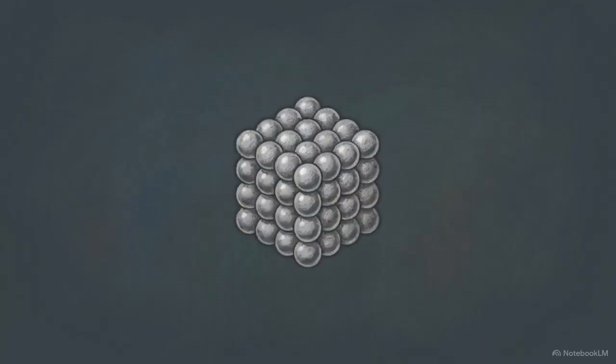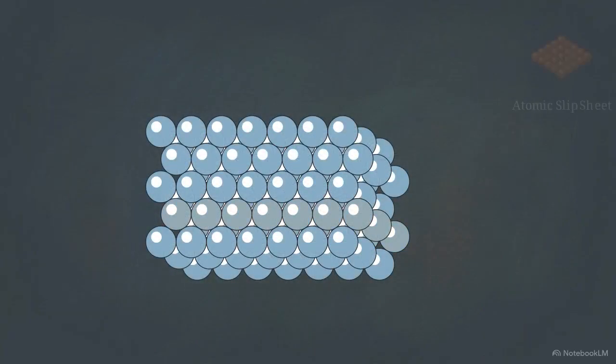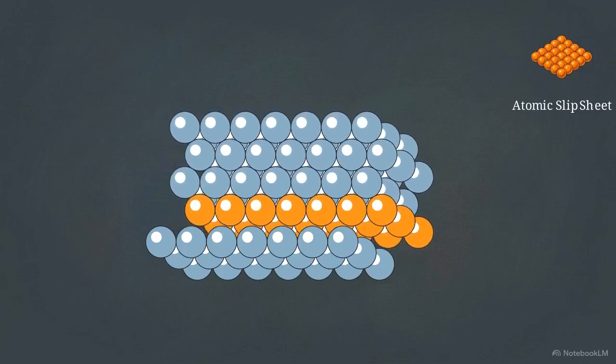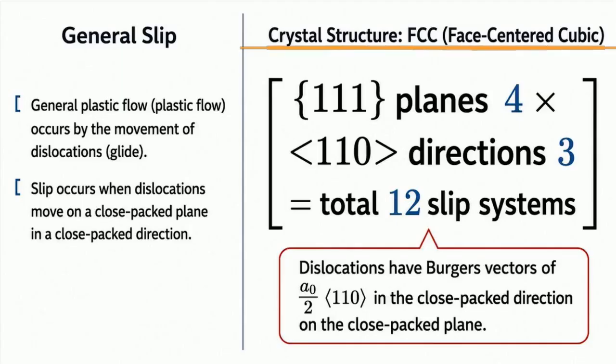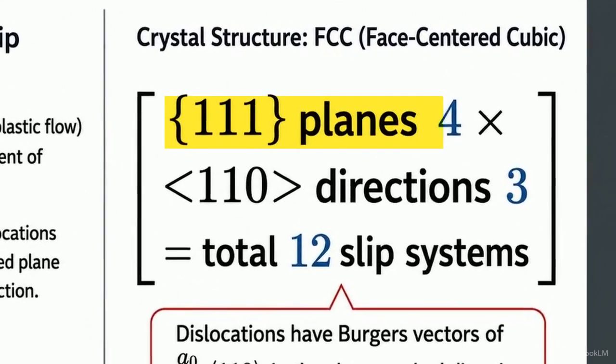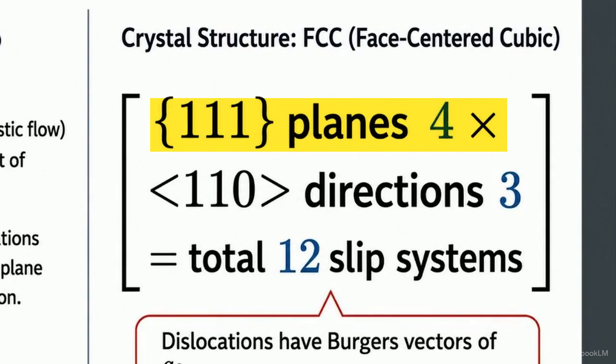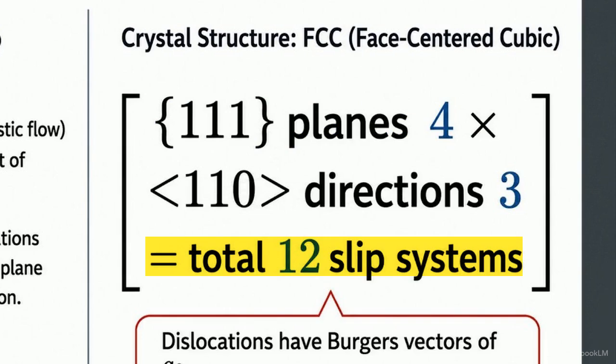Plastic deformation generally relies on slip, a process where dislocations glide along close-packed planes in close-packed directions. This diagram identifies the geometric constraints for the face-centered cubic, or FCC lattice. Here, slip occurs on 111 planes along 110 directions. Because the FCC lattice contains 4 such planes, each with 3 directions, the structure possesses exactly 12 primary slip systems.